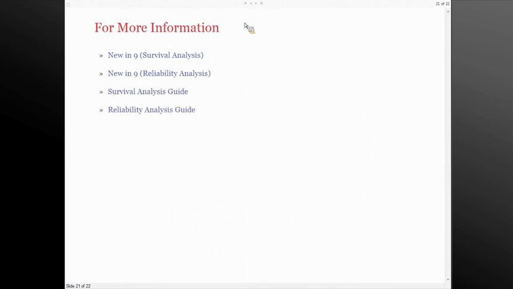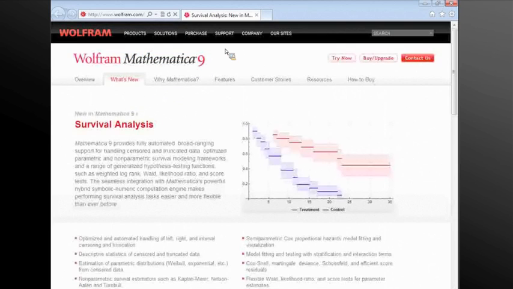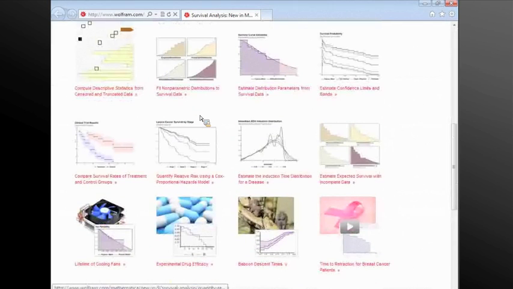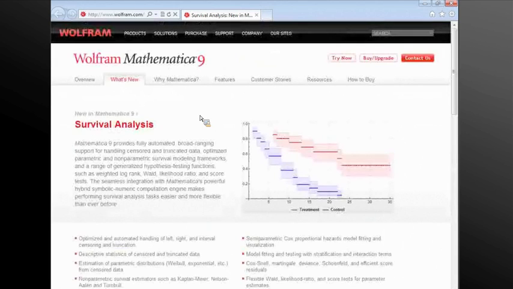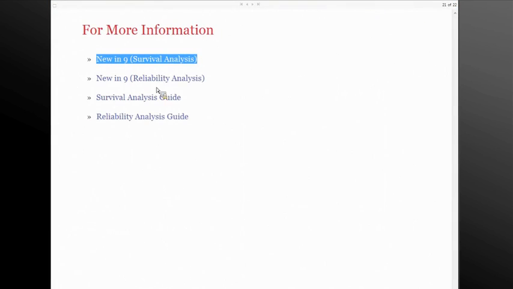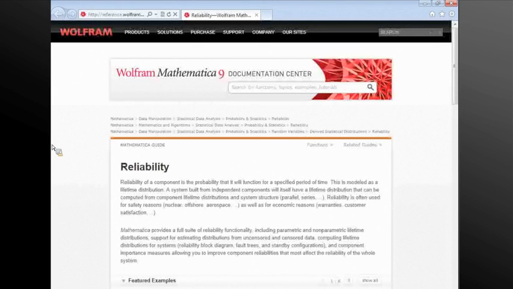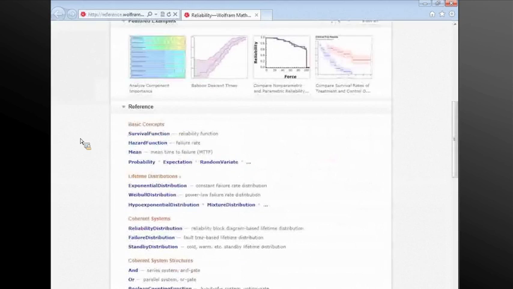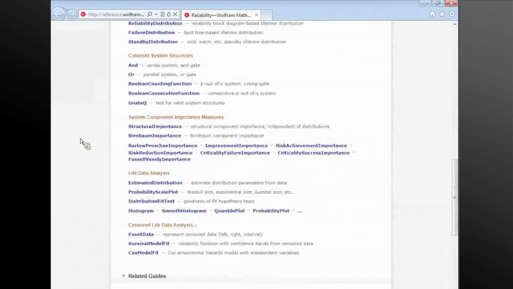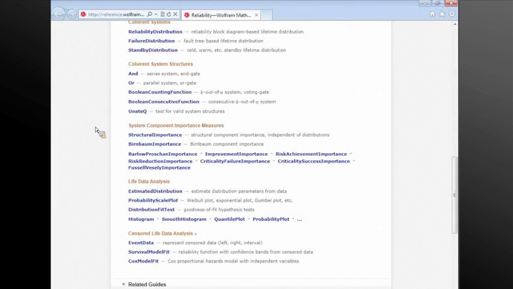So I didn't have time to cover very much information here at all, but there's a whole lot of information out there online for you to access. One good place to look is at our new in 9 pages. This one for survival analysis has not only examples that I showed here, but a host of other ones, and gives some taste of the kinds of things that you can do. We also have one for reliability, and then we have guide pages, which give a rundown of the different kinds of functions that we have in Mathematica for this particular domain. And you see that reliability covers a whole lot more than just the 2 pieces that I introduced here. That's about all I have, Zach.